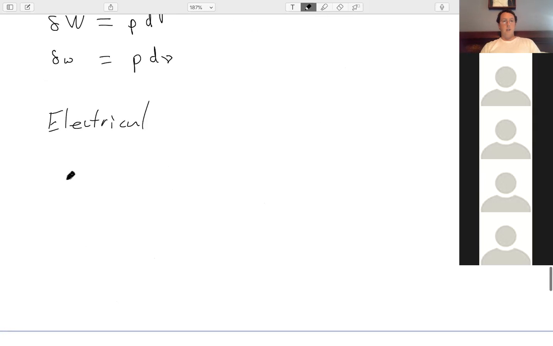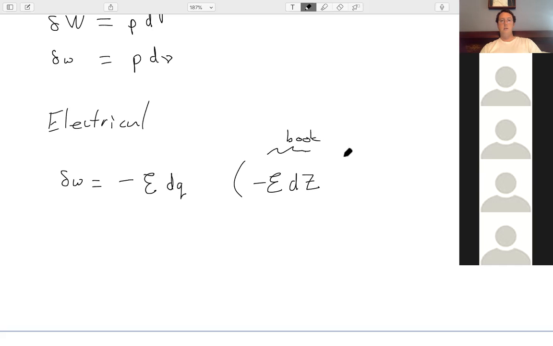we're going to say that del W equals, it turns out you need a minus sign because of our sign convention. It's reversed from what you might usually call it in linear circuits. The book writes it as the EMF times the charge. And I'm going to write this dq, even though the book uses dz. The book says minus EMF dq, so this is the charge, and this is the EMF, which has units of volts.